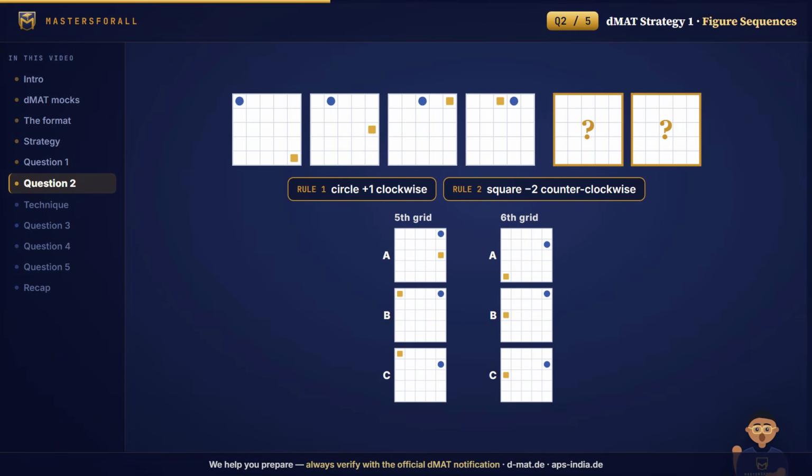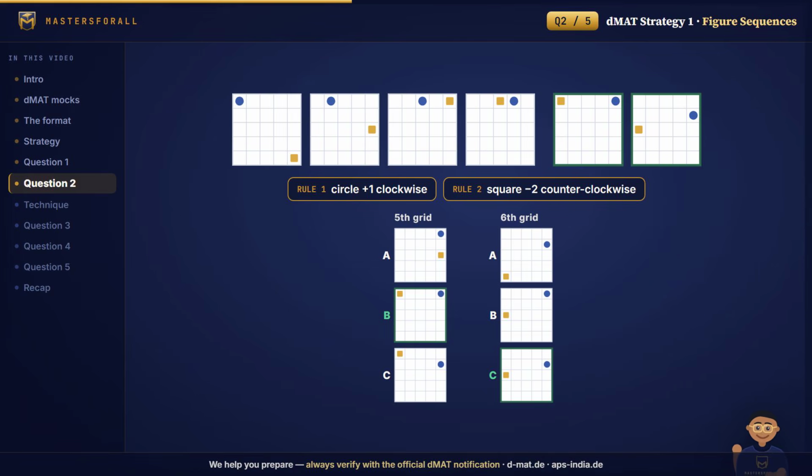Bottom right corner, then up the side, then the top right corner, then leftwards along the top. That is going the other way, counterclockwise, and 2 cells at a time, not one. Fifth grid. The circle reaches the top right corner, the square reaches the top left. Option B.